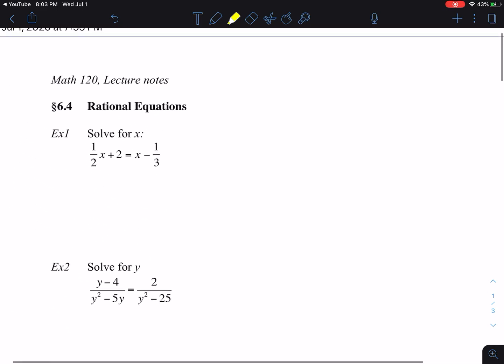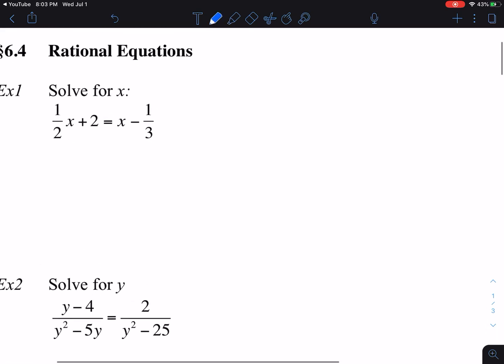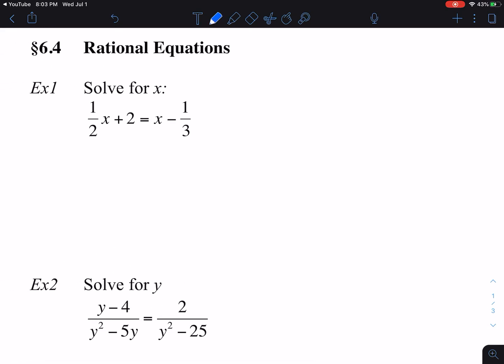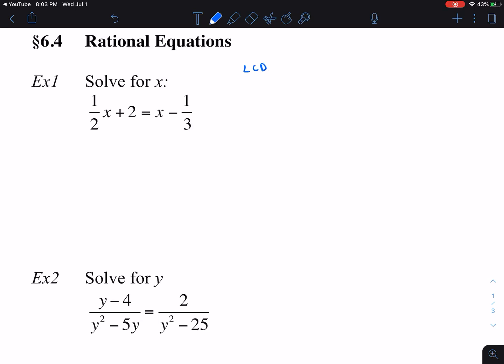Okay, so let's start with example 1. A little bit easy example. This can be solved with the traditional method, not quite the rational equation approach, but for the sake of it, let's just solve this using the LCD method, right? There's no x in the denominator, so we don't have to worry about any possible undefined values of x. So in this case, we're just going to go ahead and multiply by the LCD. The LCD is going to be 6, because we have 2 there and 3 there, so 2 and 3 both divide into 6.